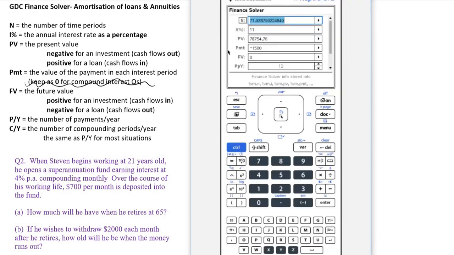And we have Stephen, who begins working at 21 years old. At that time, he opens a superannuation fund that earns interest at 4% per annum, compounding monthly. Over the course of his working life, $700 a month is deposited into the fund. So, that is money he is receiving. The annuity starts at nothing. There's nothing in the fund. And he receives $700 a month.